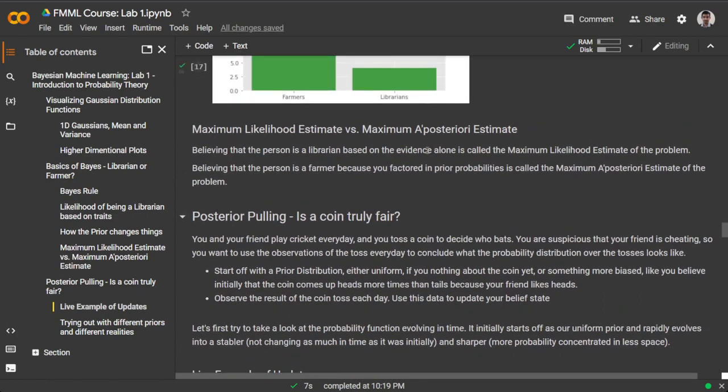Also, 3Blue1Brown's channel and Veritasium's channel on YouTube are great resources for this.